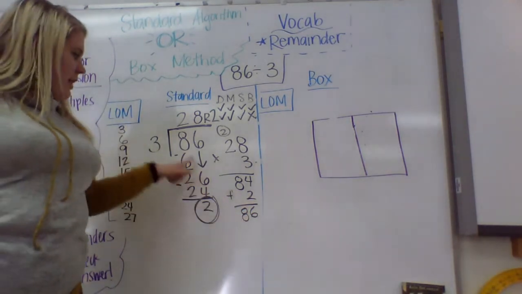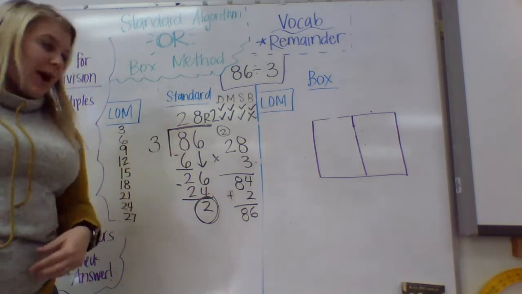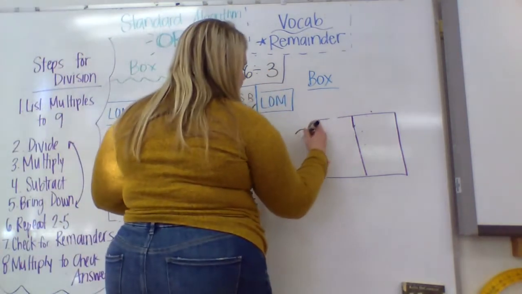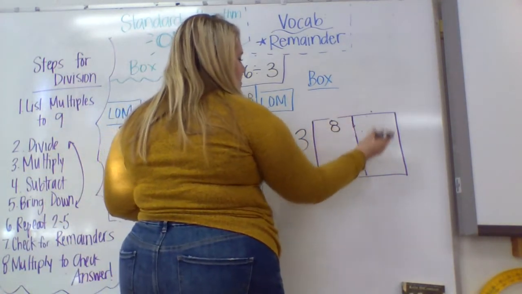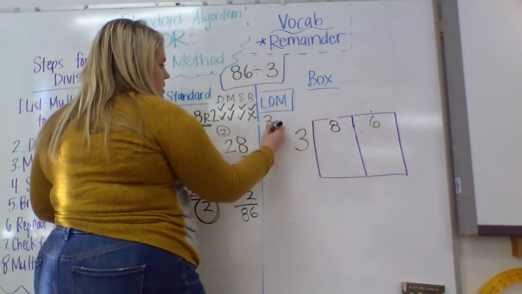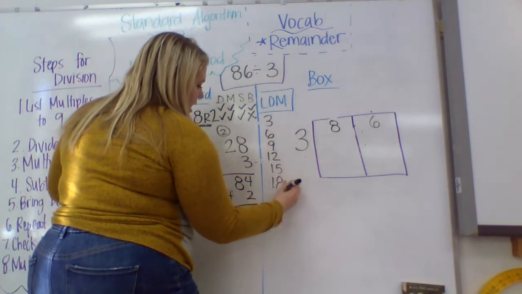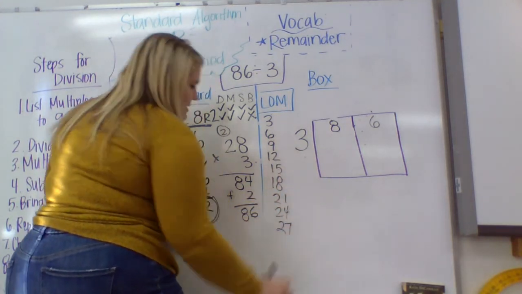86. They match. Just an extra step. So now let's practice the same one doing box method. We know it's 86 divided by 3, so my 3 comes out for my divisor. My 8 goes in the top of this box. My 6 goes in the top of this box. List my multiples: 3, 6, 9, 12, 15, 18, 21, 24, 27.